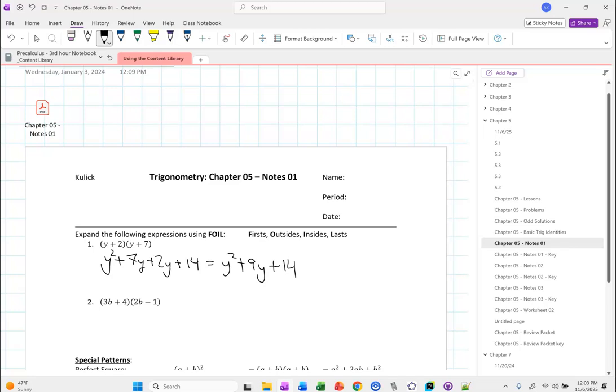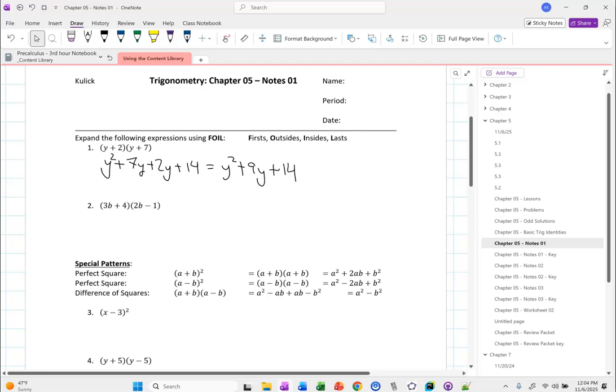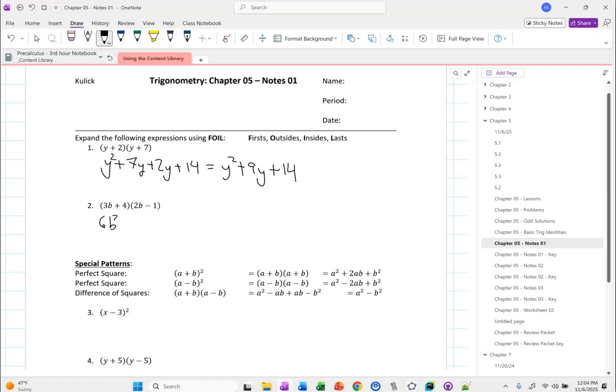Everybody feels comfortable foiling? If I look at the second one there, is that any harder for any reason? Maybe the multiplication is a little harder because you have numbers and variables now to multiply at the same time. What do I get when I multiply the firsts together? 6b squared. Say it loud and proud though when you got it. Let everybody know that you got it.